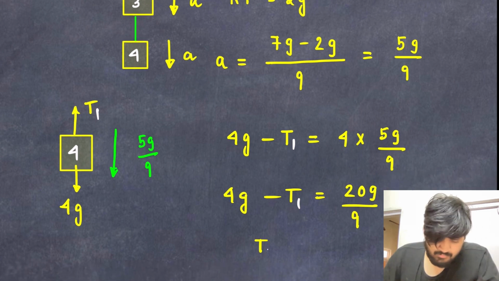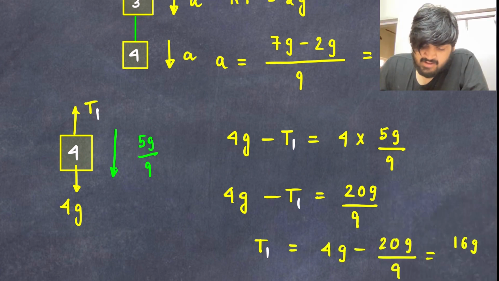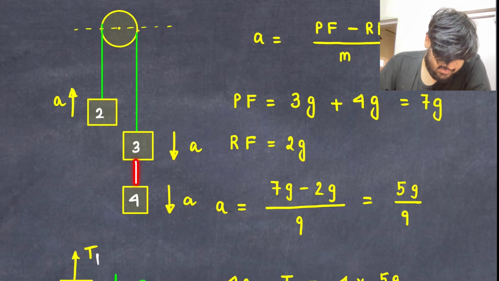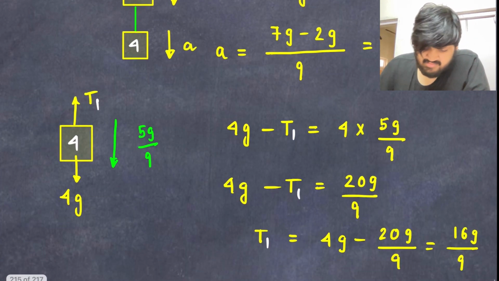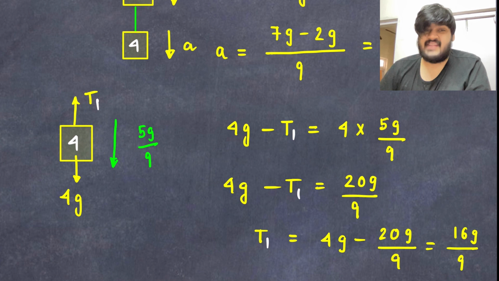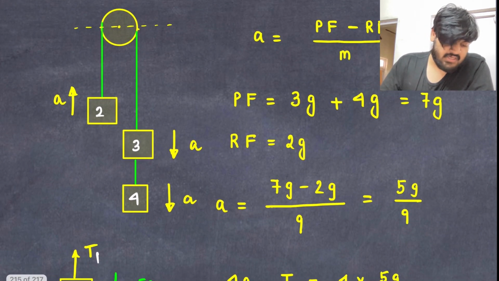T1 is equal to nothing but 16g by 9. So that means the tension in this string, that is your T1, we found out to be how much? 16g by 9. Okay, it's that easy. And now we need to find the value of the tension in this string.